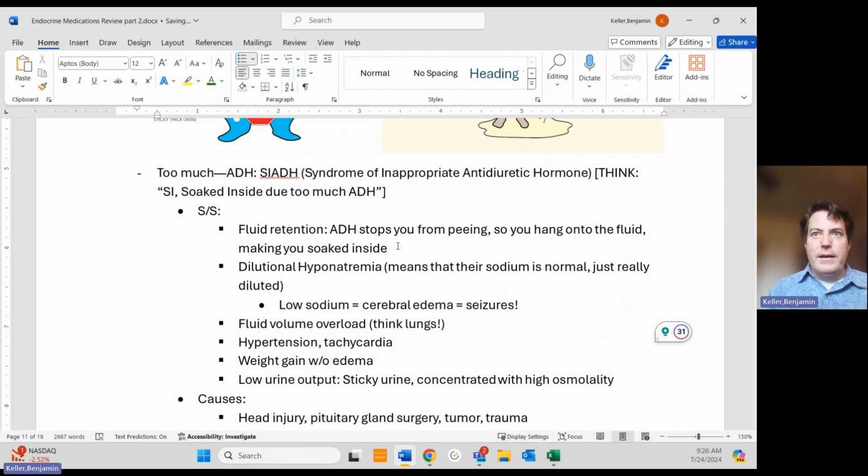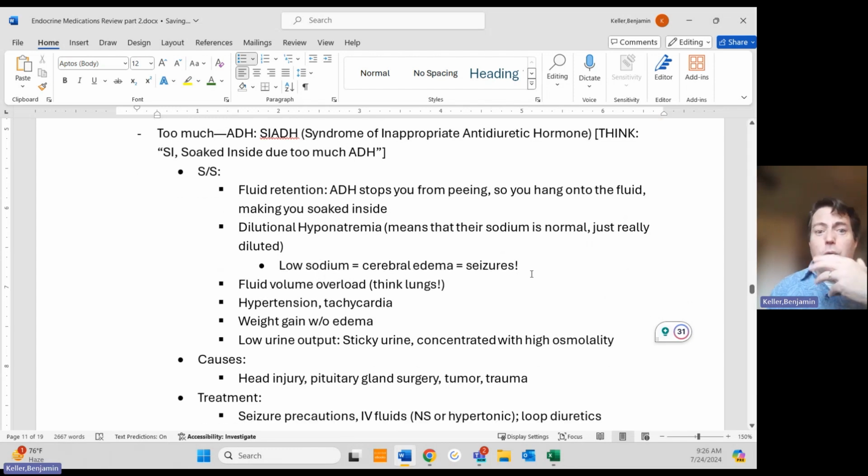So SI, soaked inside. You get that dilutional hyponatremia, which means that, yay, I might have the right amount of salt in my body, but I've got twice the water that I need. So now I've got half the amount of sodium I need because everything's diluted. Does that make sense? And we're really concerned about sodium because it plays such an important role of being a cation, the primary electrolyte that we have in our bloodstream. And so if we have low sodium, we can have cerebral edema, and that can cause seizures.